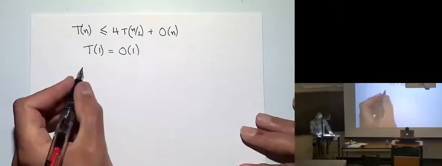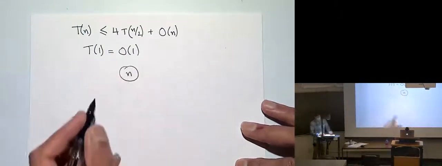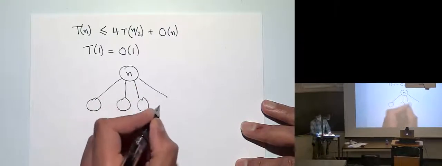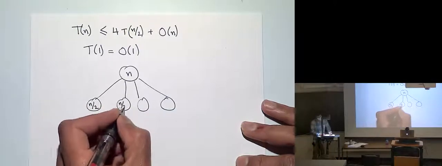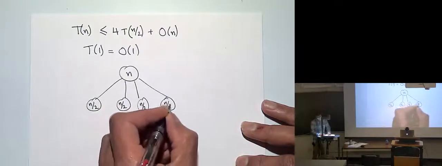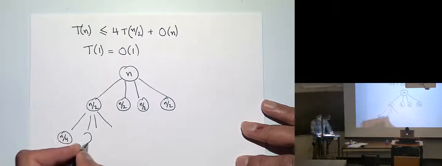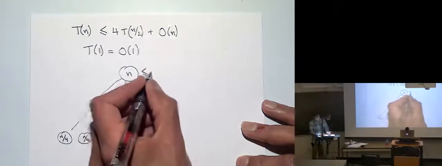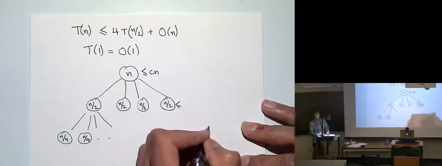All right, so let's draw the recursion tree. You start with n. 4 children with n over 2. This is going to have 4 children, n over 4, so on and so forth. So how much work happens here? At most c times n. How much work happens in this node? At most what?